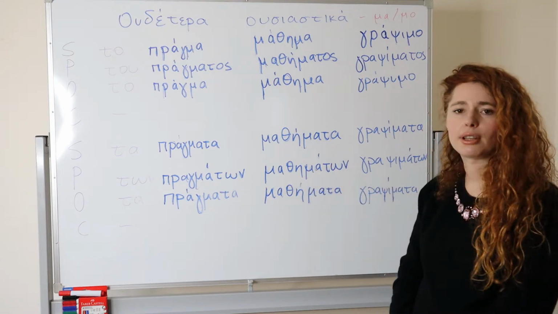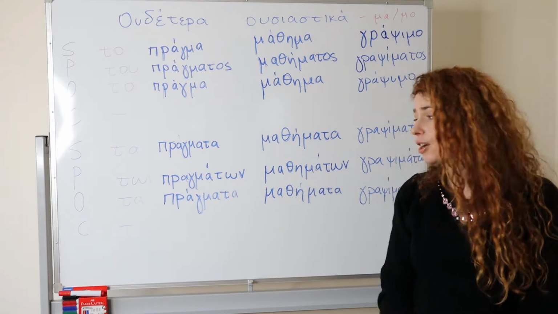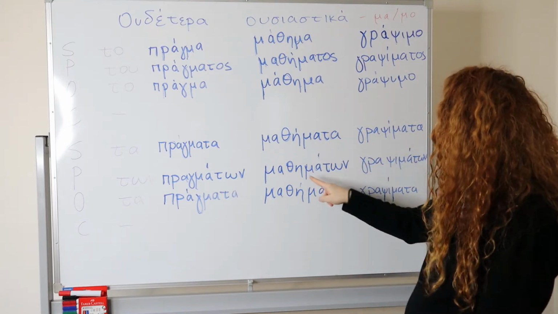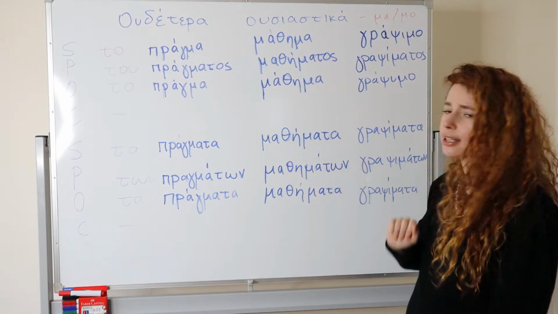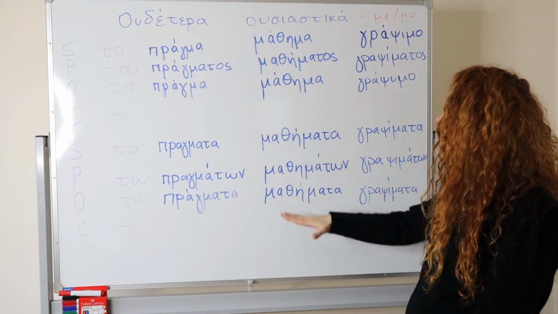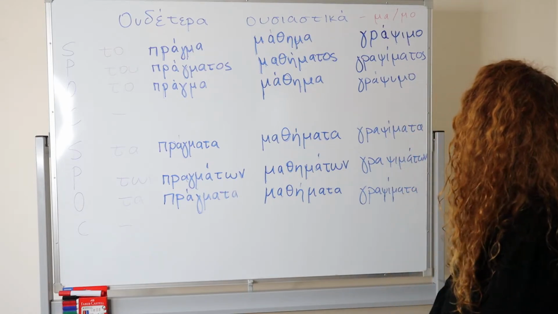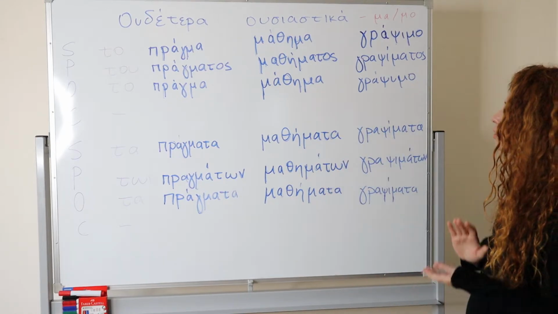Ton mathimaton, the lessons, as possessive. We're dropping again the accent in possessive. So from the third syllable from the end becomes to the second syllable from the end. Ta mathimata, the lessons, as an object. Nothing at call, we don't really call the lesson.